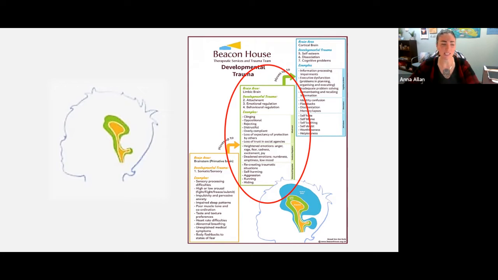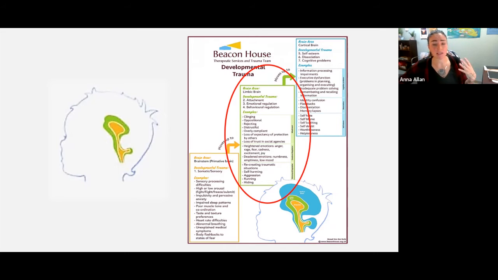Oppositional, the kid that's always speaking back. Rejecting of relationship, distrustful of relationship, or again, overly compliant, remembering back to our stress responses. That's the child that's fawning. I don't want to trigger you into anger, so instead I'm going to be overly compliant, or I'm going to fawn, walk on eggshells to not exacerbate any situation with you. There's a loss of expectancy of protection by others. So I don't trust people to meet my needs, or I don't trust people to keep me safe.